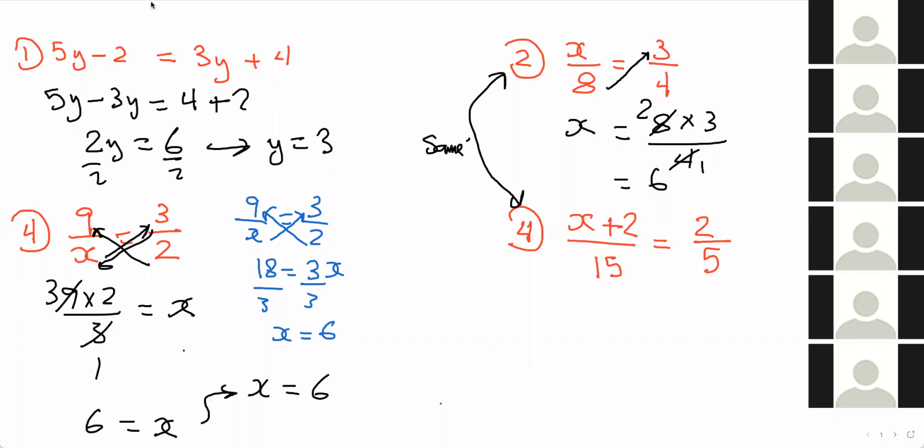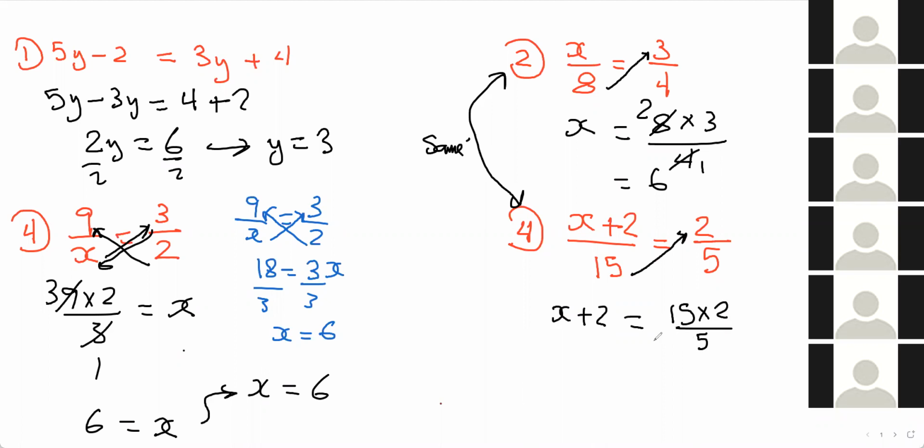So as I said, this one you'll use the same strategy as this. So the first thing you want to get rid of the 15 by cross multiplying it to the 2. And if the 15 crosses, then the x plus 2 stays here equals 15 times 2 over 5.